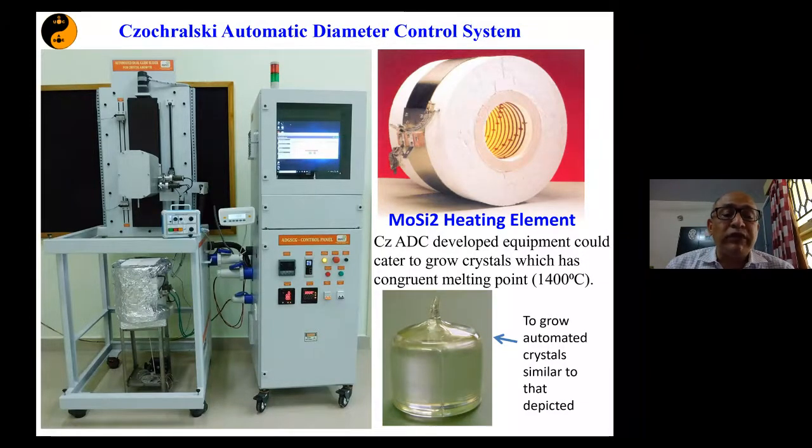If you look at the cost, this is actually an import substitute, and it costs very little compared to the imported equipment. It has a molybdenum disilicide heating element. This is actually not a good picture of a grown crystal, but similar crystals can be grown using this equipment. And already we have collaborations with various groups in IGCAR who need these crystals for their sensors.